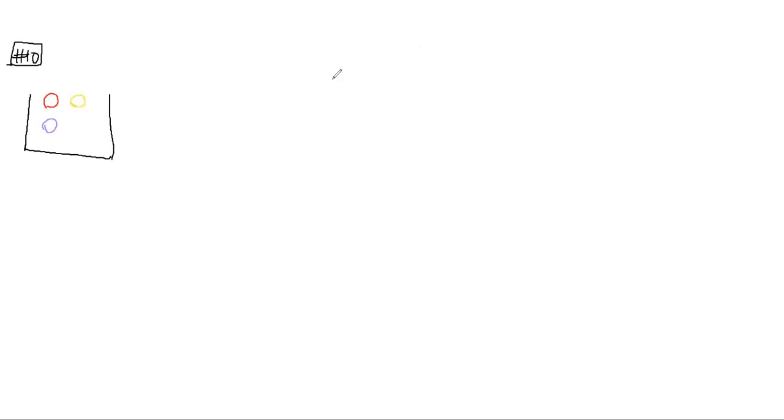I have a yellow ball here. I have a green ball. Now I have a black ball, right? So I have a black ball here.